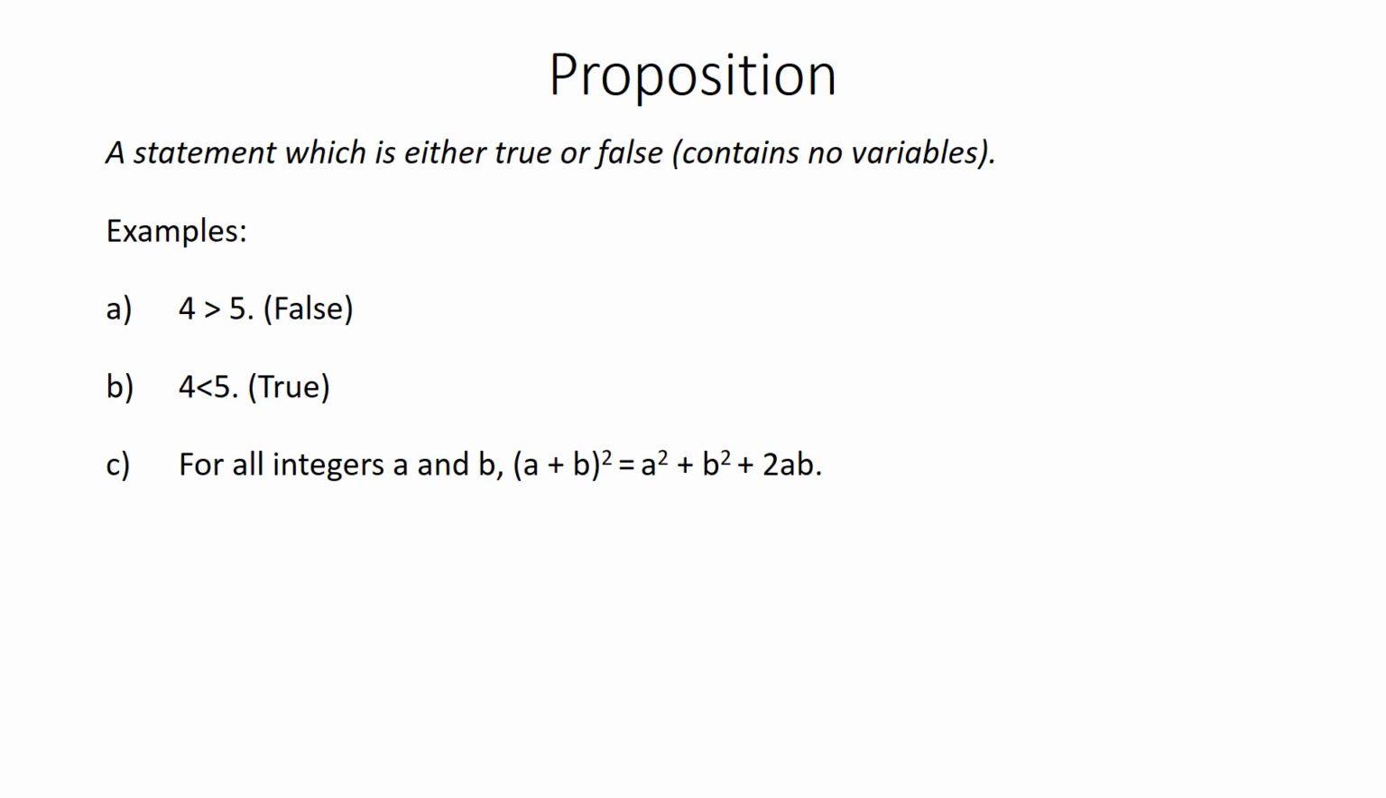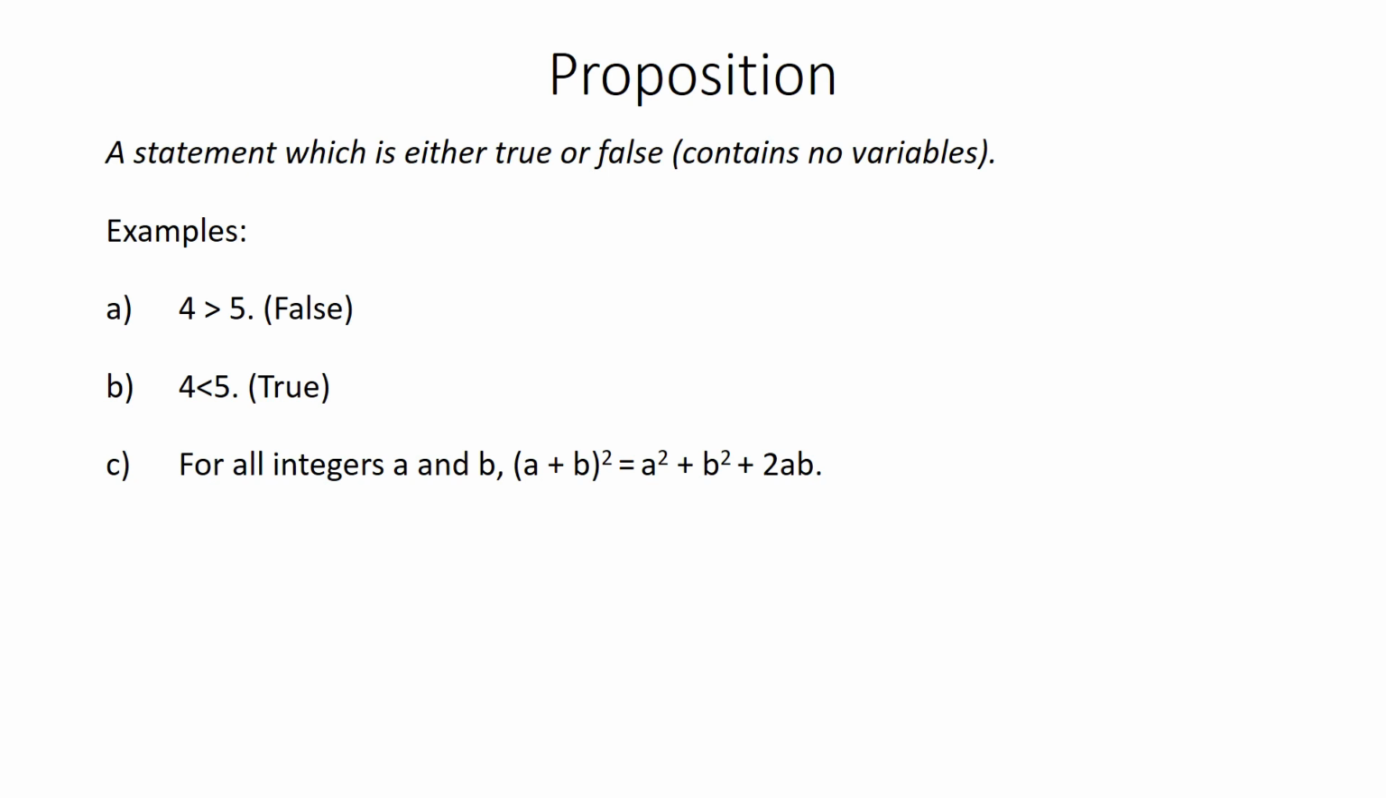Our next example is the following. For all integers a and b, (a plus b) the whole square is a square plus b square plus 2ab. The first thing we'd like to ask is, is this a proposition? Because it seems to depend on variables a and b, and we've said that a proposition is a statement which contains no variables. We'll see a little later why this statement is in fact a proposition.